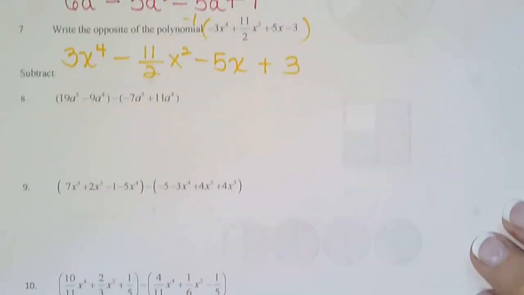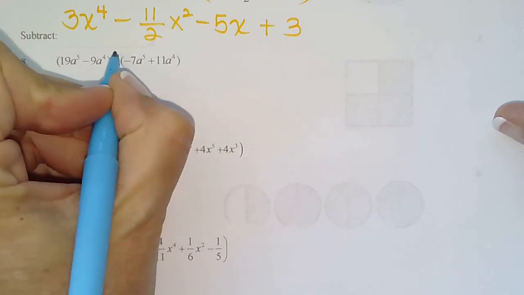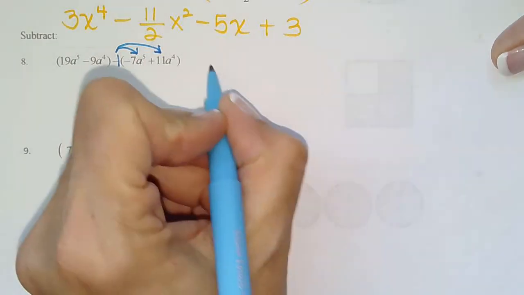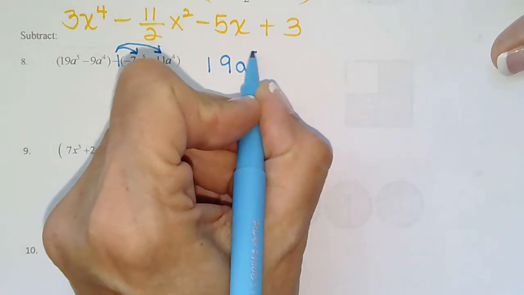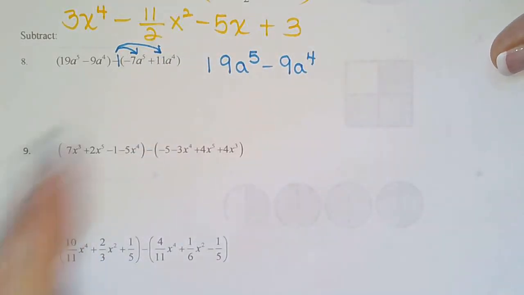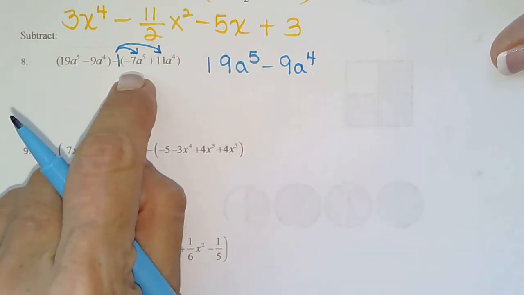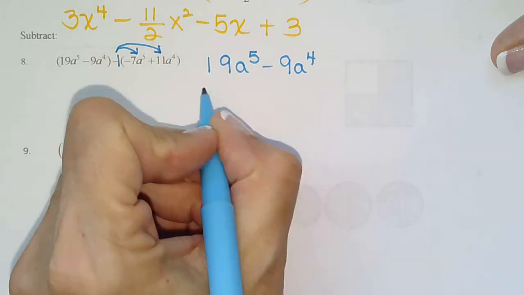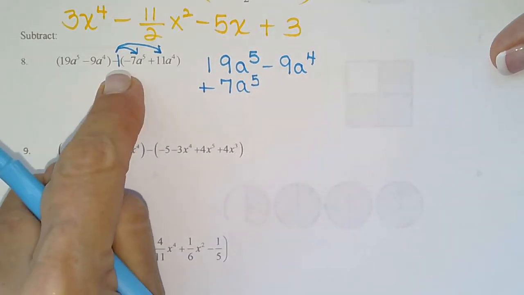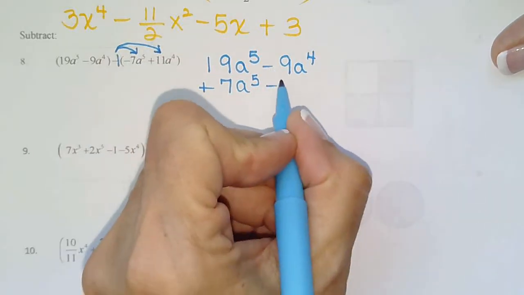Okay, so let's practice on a couple here. I see the negative, so I immediately put in my 1 and draw my arrows. That way I won't forget. So what I do is I write the two terms that are already there: 19a to the 5th minus 9a to the 4th. I put them in order if they're not in order. And then I distribute and I line my like terms up underneath. So negative times a negative is positive 7a to the 5th. So I put that underneath its like term. And a negative times a positive is negative 11a to the 4th.